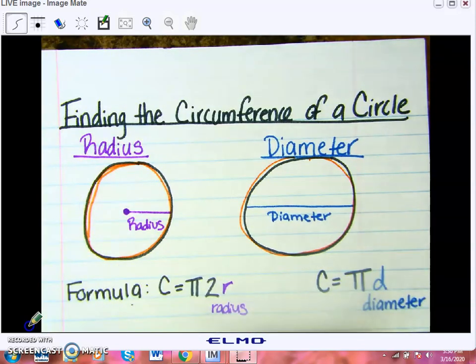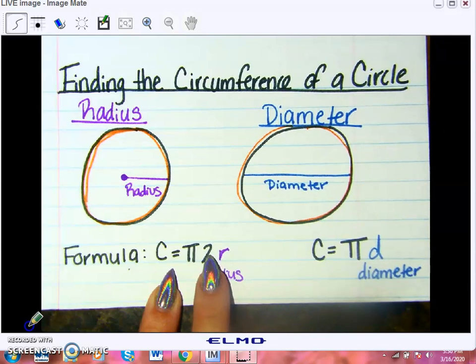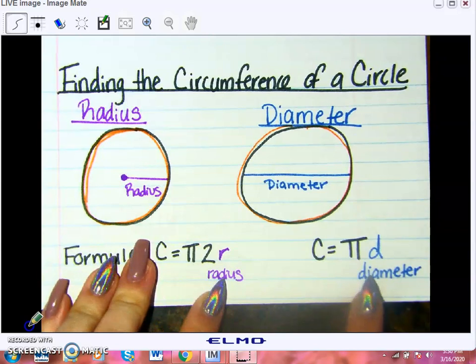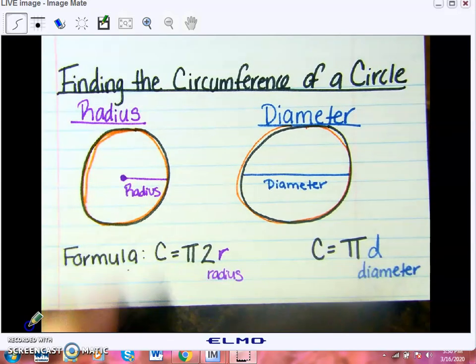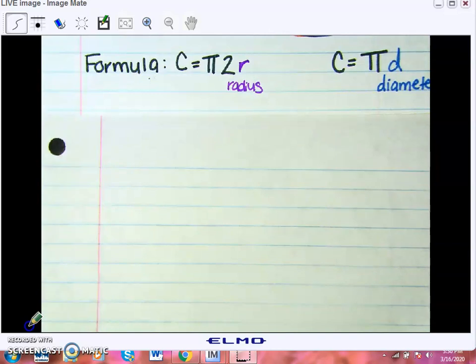So now let's go into our 2 different formulas. So we have C equals pi 2r. When the radius is given, we need to multiply by 2 because it only goes halfway. If the diameter is given, we're just going to use pi times diameter. And the reason being is because radius is half of that circle. So let's go over one example of a circle real quick so we can understand these two different formulas.